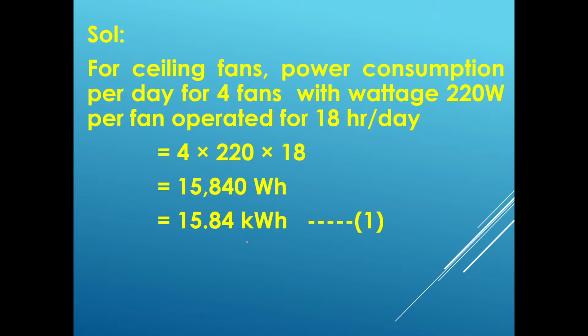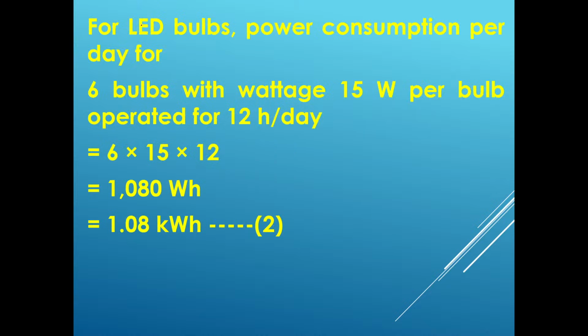Okay. Consider it as equation 1. Now let's go to the next electrical appliance, that is the LED bulb. Let us see the energy consumption per day. There are 6 bulbs whose wattage is 15 watts per bulb, and each bulb is operated for 12 hours. So 6 bulbs, 15 wattage and 12 hours operation.